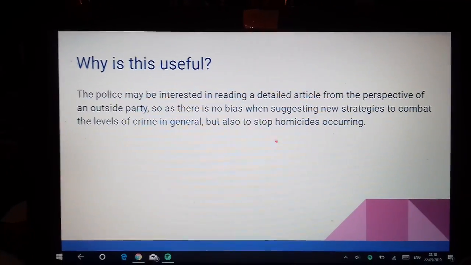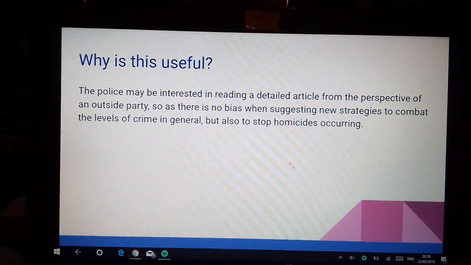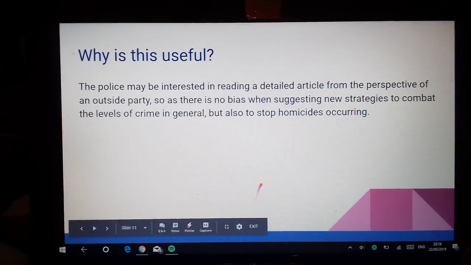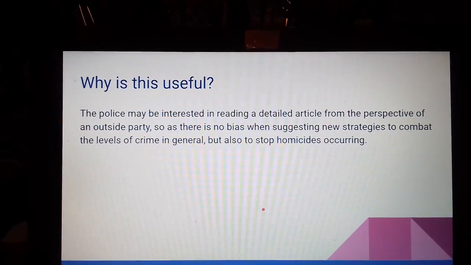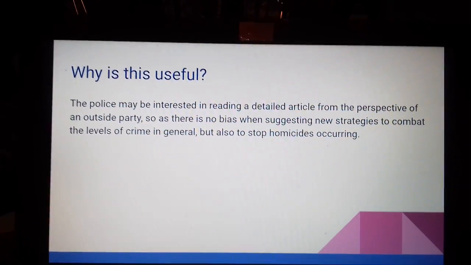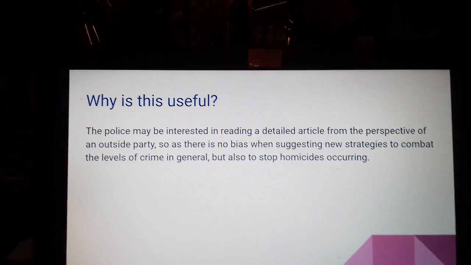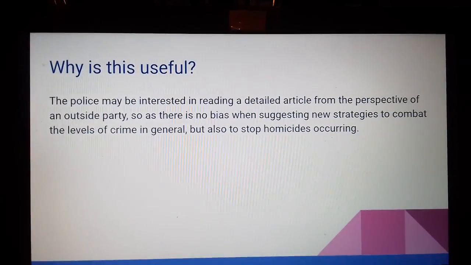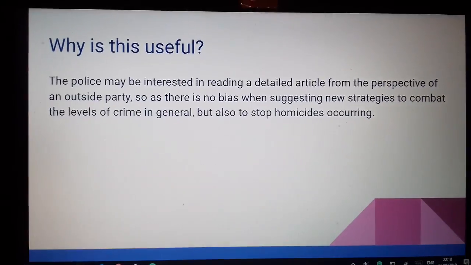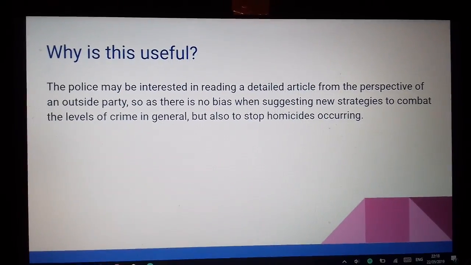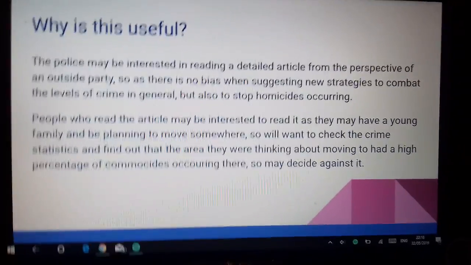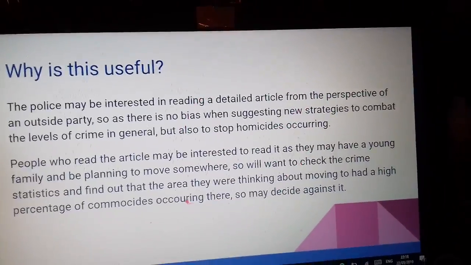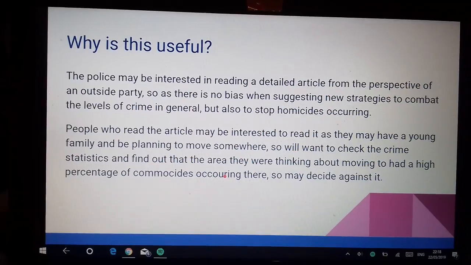Why is this useful? This is useful because people may be interested in reading an article and getting a general perspective of how safe their region is and how safe other regions are. And if they are a prospective house buyer, that might be interesting for them, especially if they've got a young family. So they can check crime and homicide statistics, as it says there.